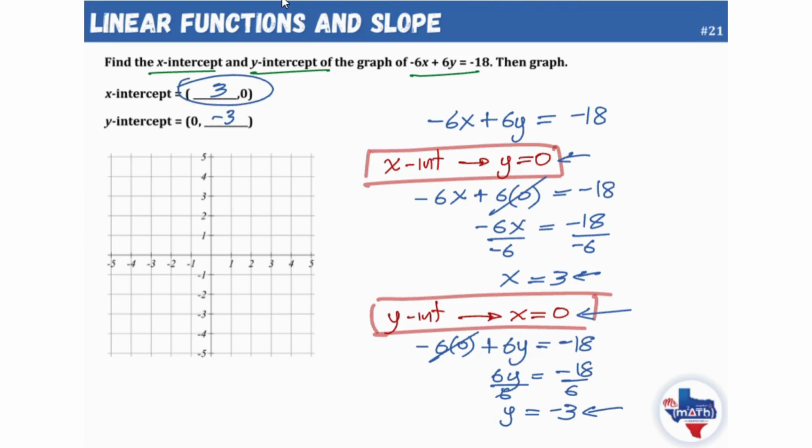And these two here are just two coordinate points that we will put in our graph. The first one is 3, 0, which is right there. And the second one will be 0, negative 3. Right there. And we'll have our line there.